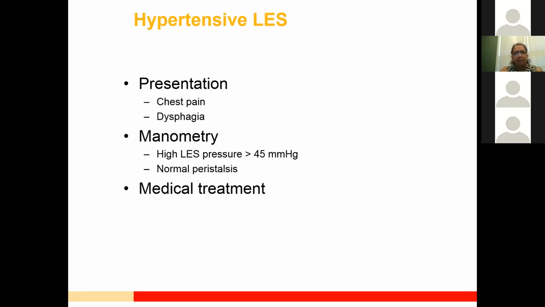Now, if we move on to the patterns, hypertensive LES is a very common one. You might see patients present with chest pain, sometimes with dysphagia, and manometrically, the LES pressure is going to be high, but their IRP is going to be normal. The LES will relax.